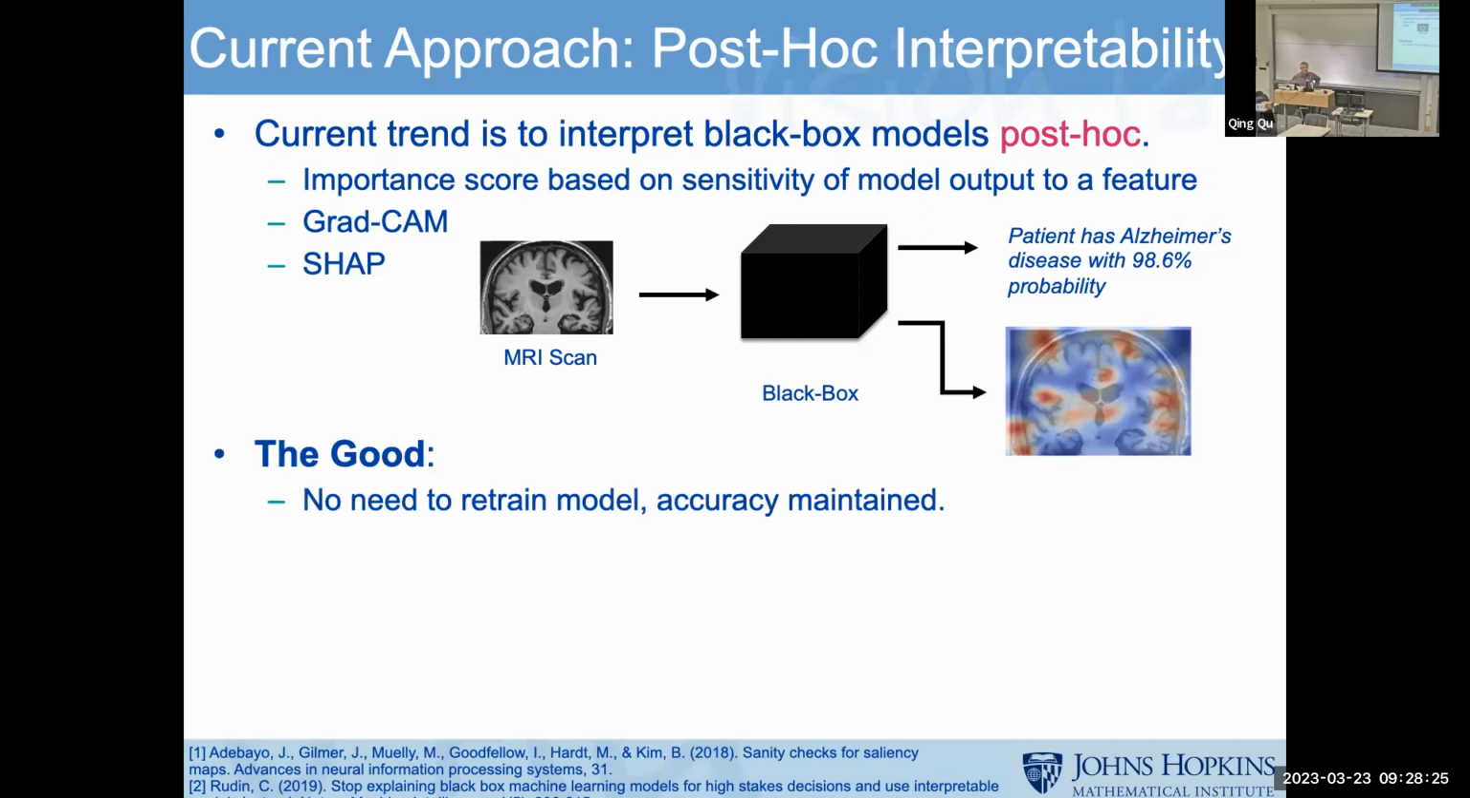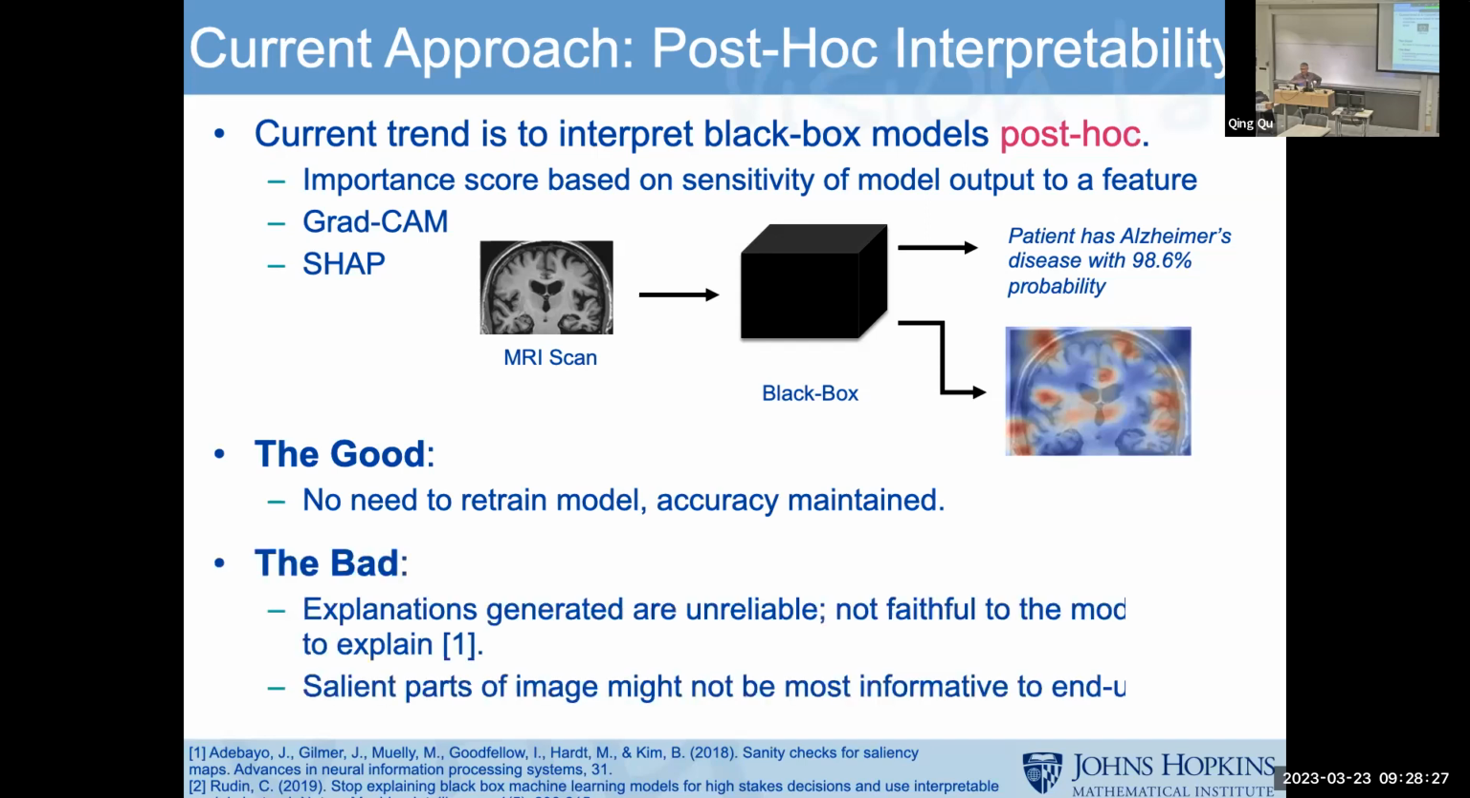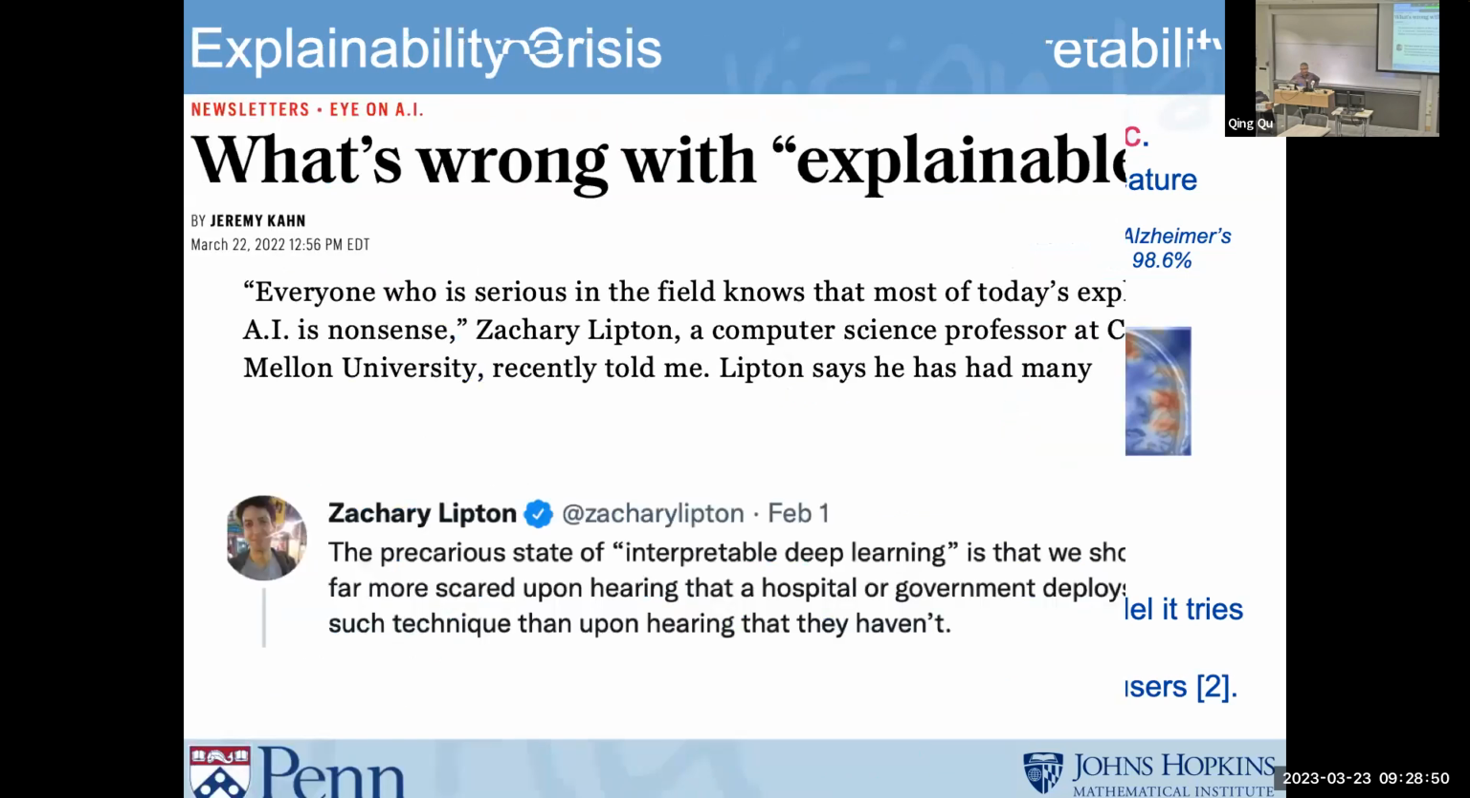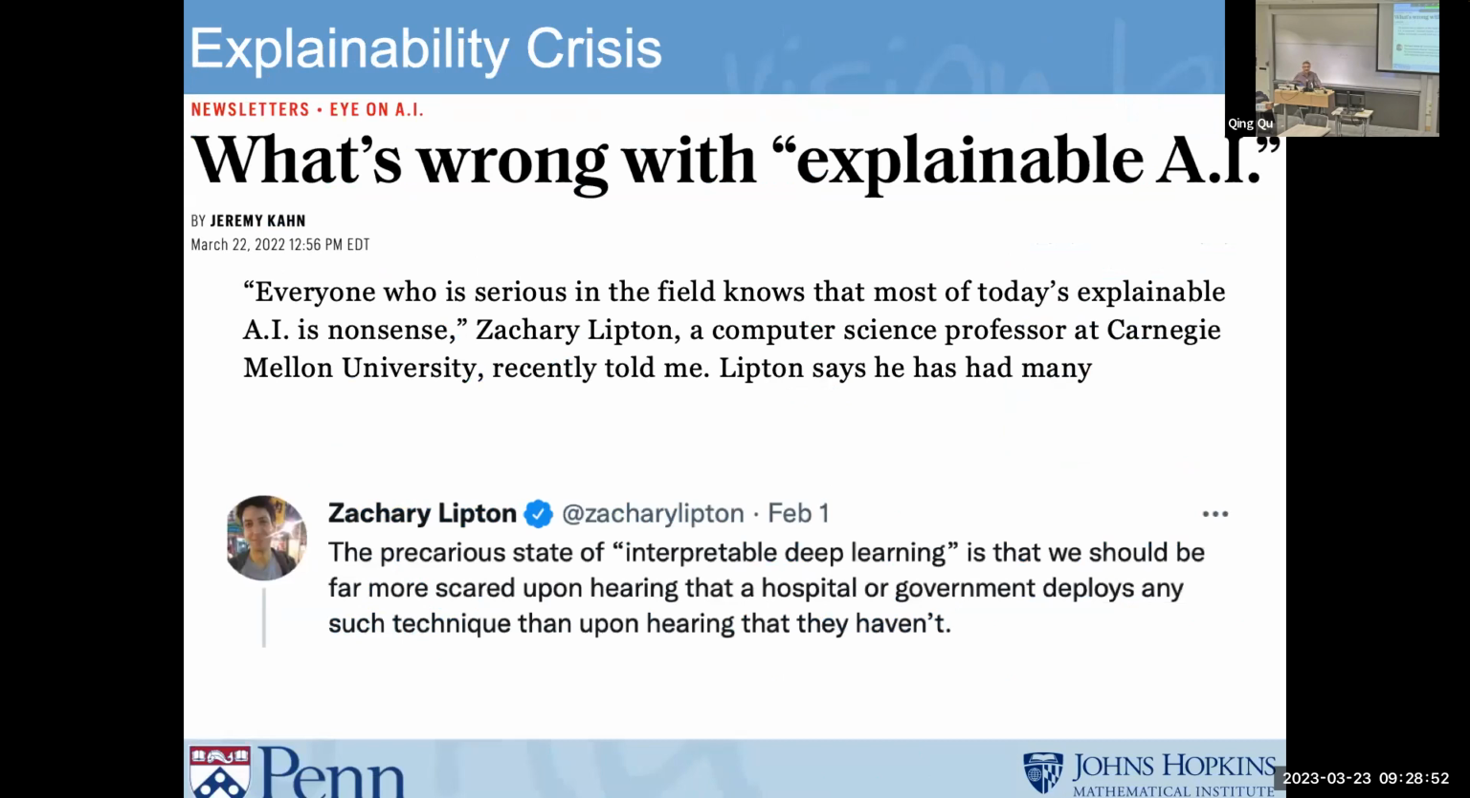So the good is you preserve accuracy, but the bad is that I think this is just the wrong approach. The explanations are unreliable. We end up debating as to why this is a good explanation or not. And in fact, salient parts of an image might not necessarily be the right vocabulary for explanations. What is even more extreme is that there are many colleagues who are advocating much more strongly than I have done that this is just not the way to go.